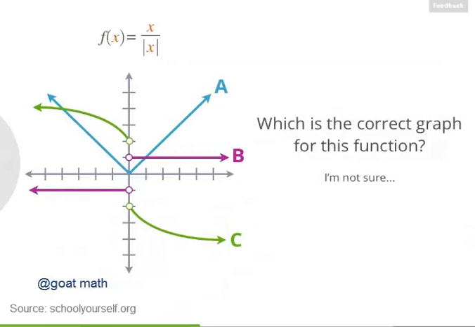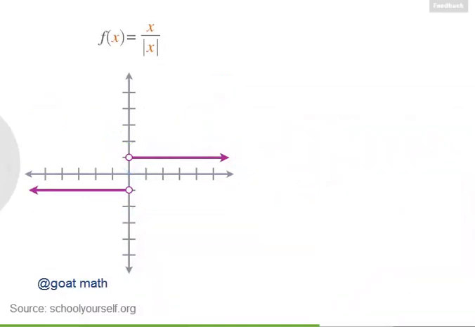If you'd like to work this out step by step, then just click over here. Exactly, the purple graph is the correct graph for this function. The function equals 1 when x is positive, negative 1 when x is negative, and the function is not defined when x equals 0. So we have hollow circles on the y-axis, which is when x equals 0. So for this function, let's look at the left and right limits around x equals 0.